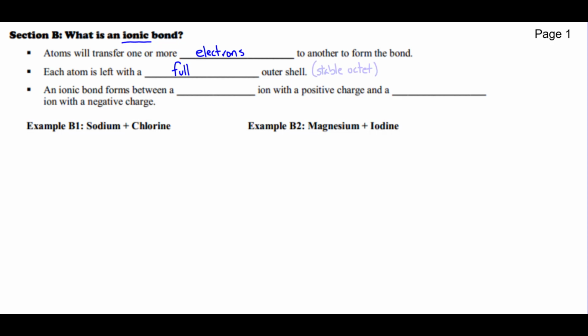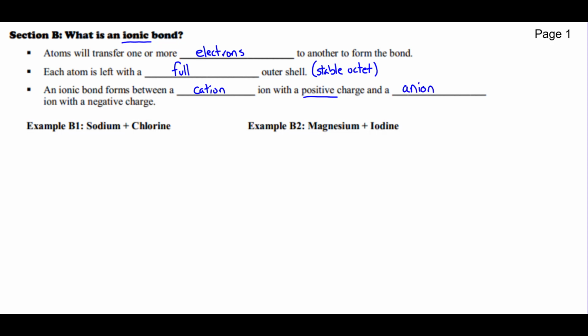Maybe make a note here that this is called a stable octet. Usually that means 8 electrons. Now for the last question, an ionic bond forms between a positive ion with a positive charge, and so that's going to be cation, and a negative ion with a negative charge, so that's going to be anion.